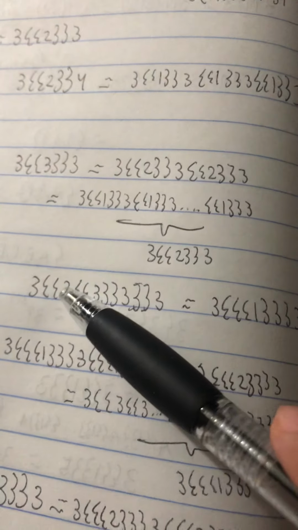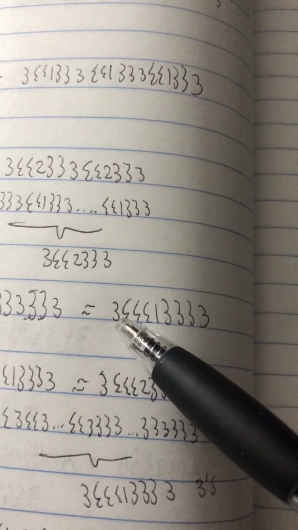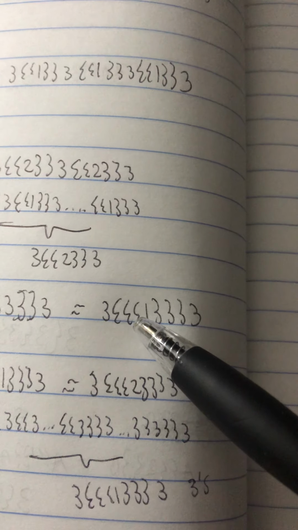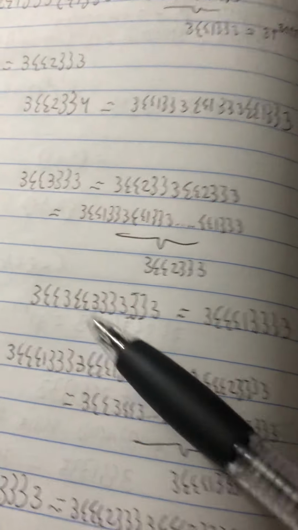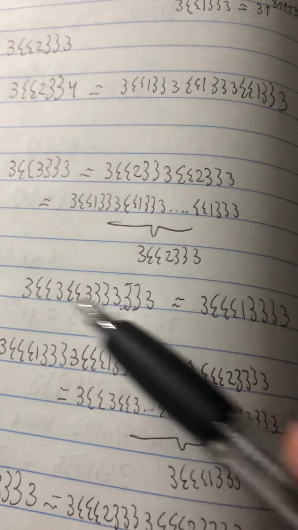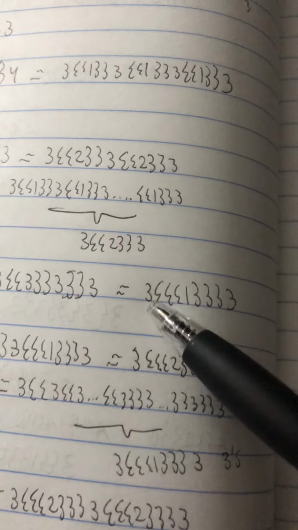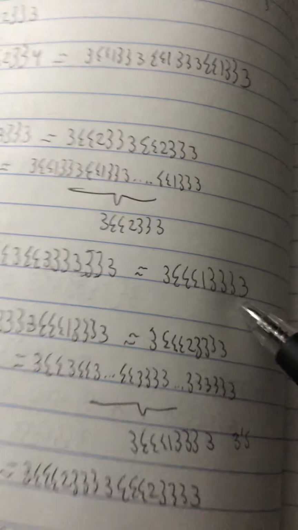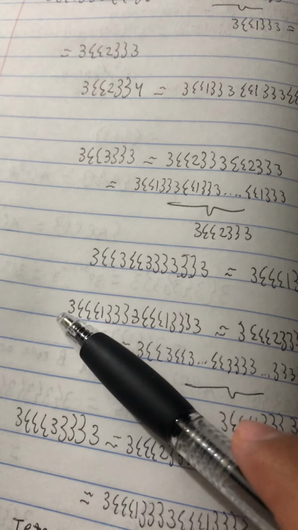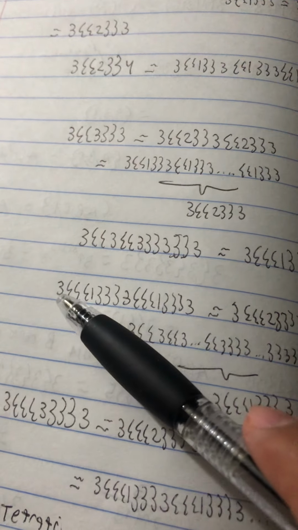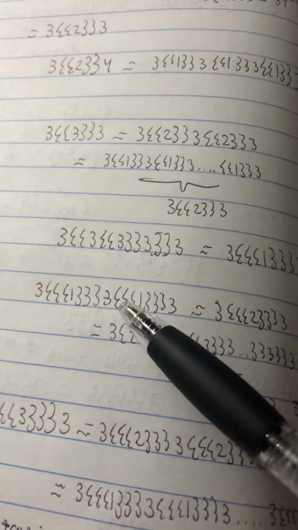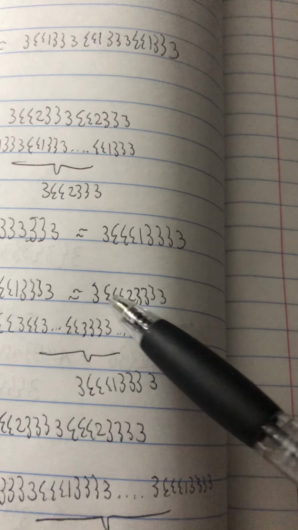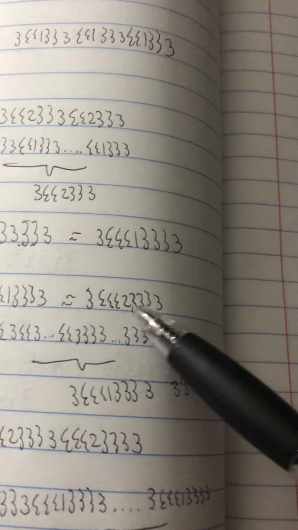So this number equals 3 of triple curly bracket 1, triple curly bracket 3. So this is the number. So there are 3 times here. So this is number 3, triple curly bracket 1, triple 3. So now 3 triple curly bracket 1, triple curly bracket 3, and triple curly bracket 1, triple curly bracket 3, and 3 times here. There's 3 triple curly bracket 2 and triple curly bracket 3.